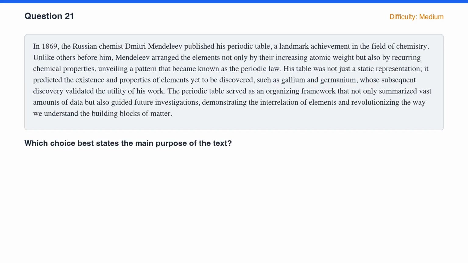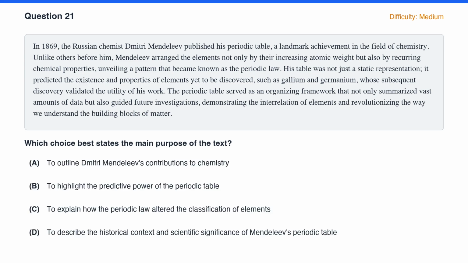Question 21 of 25, a medium after that. This passage is titled Unveiling the Origins of the Periodic Table. The passage describes Mendeleev's 1869 periodic table, noting how he arranged elements by atomic weight and recurring chemical properties, predicted undiscovered elements like gallium and germanium, and revolutionized our understanding of matter. The question asks which choice best states the main purpose of the text. We need a choice that captures the full scope of the passage, not a single detail.